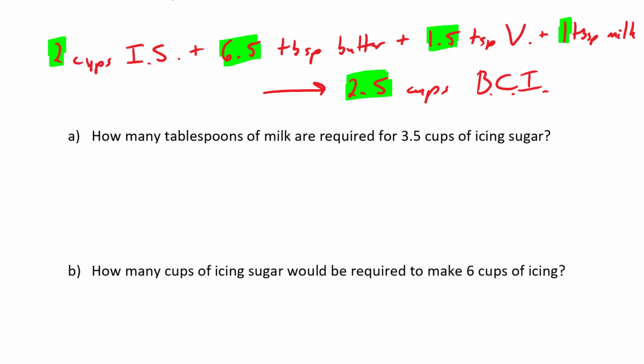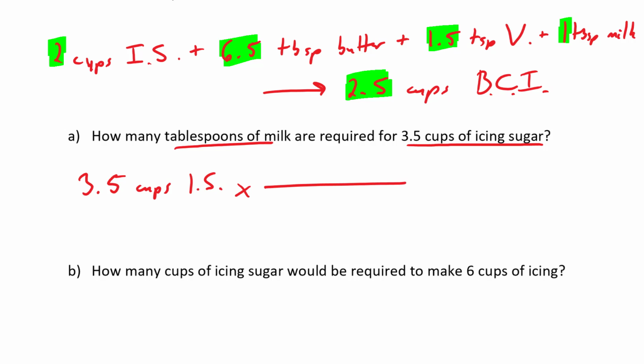Question number 1. How many tablespoons of milk are required for 3.5 cups of icing sugar? I'm going to write down what I'm given. 3.5 cups of icing sugar. I want to go from cups of icing sugar to tablespoons of milk. No problem. Cups of icing sugar go on the bottom, and tablespoons of milk go on the top. So that cups of icing sugar will cancel out. It says 2 cups of icing sugar requires 1 teaspoon of milk. We'll do the math now.